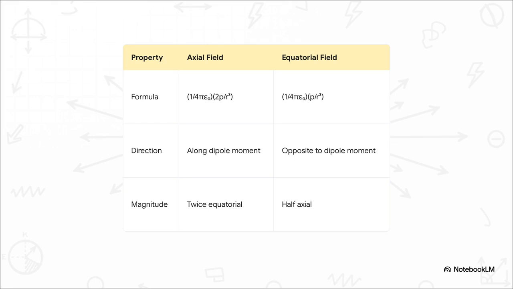The only difference is that factor of 2 hanging out in the axial field. Now check out the directions. One is along the dipole moment, the other is opposite to it. They point in completely opposite ways. And that leads us to the final point on magnitude. For the same distance r, the field on the axis is always twice as strong as the field on the equator.